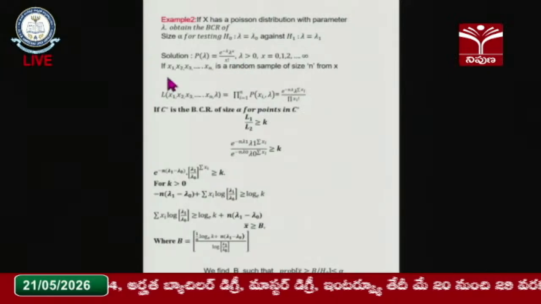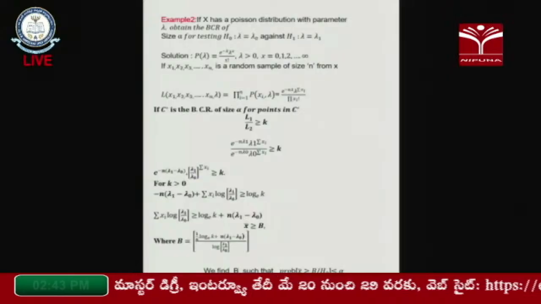Here also, define the null hypothesis and the alternate hypothesis, both simple hypotheses. Poisson is which type of distribution? A discrete distribution. Exactly. Binomial and Poisson are both discrete distributions, as explained in the previous example.